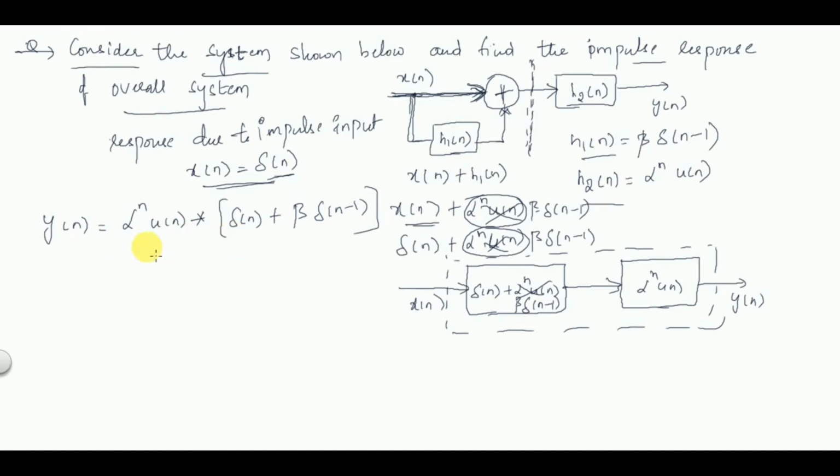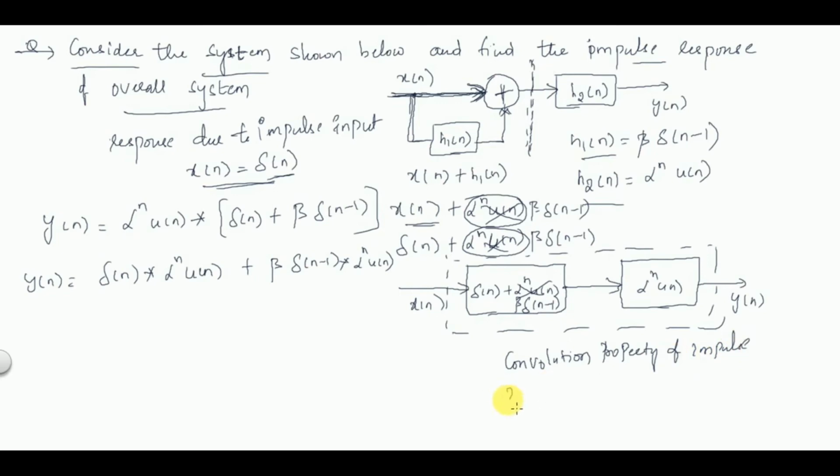Okay, so what is this value? So we can split into two parts. Del of n convolved with alpha power n into u of n plus beta into del of n minus 1 convolved with alpha power n into u of n. So from the convolution property of impulse function, we know that x of n convolved with del of n is equal to x of n only, that is alpha power n into u of n. Okay, so this is the property of impulse.